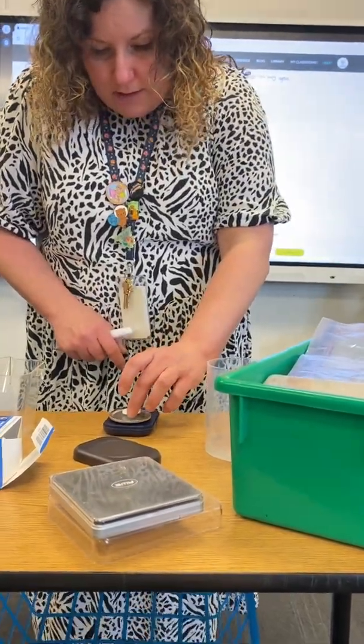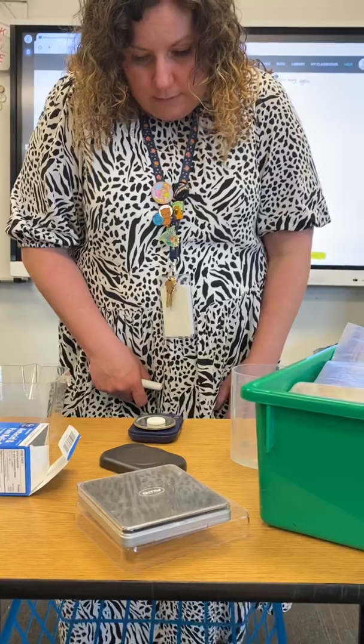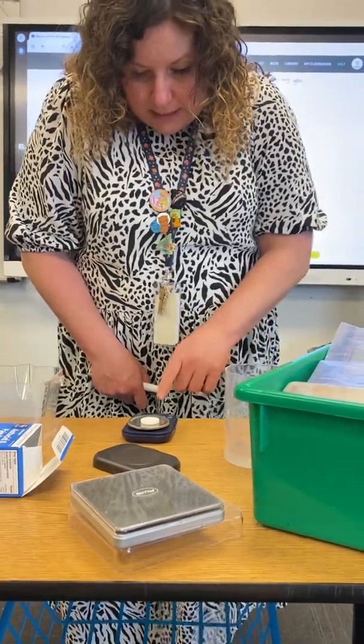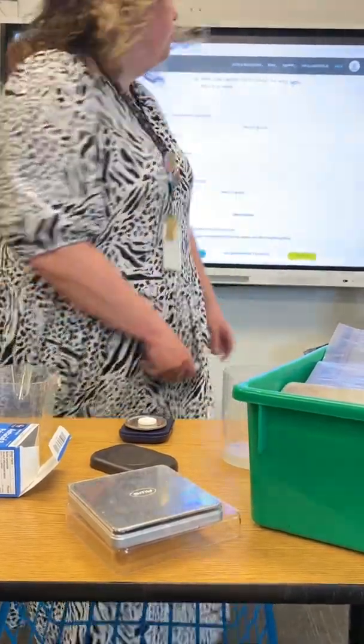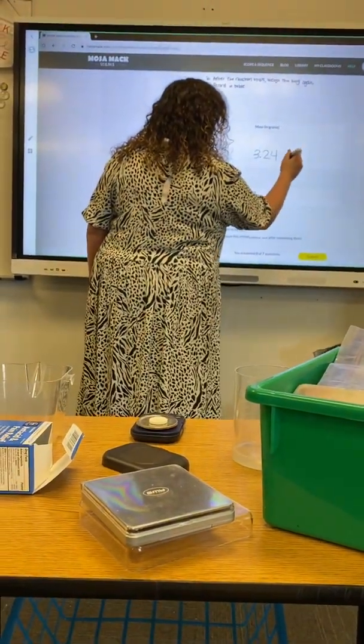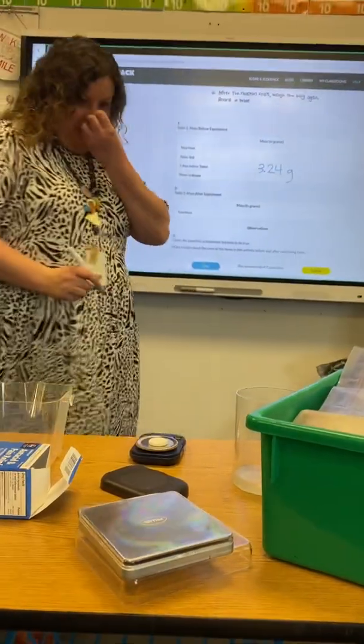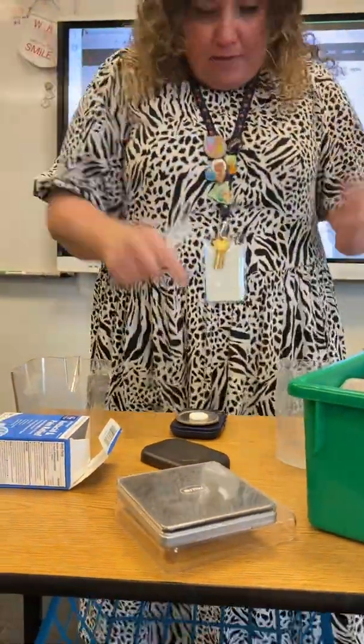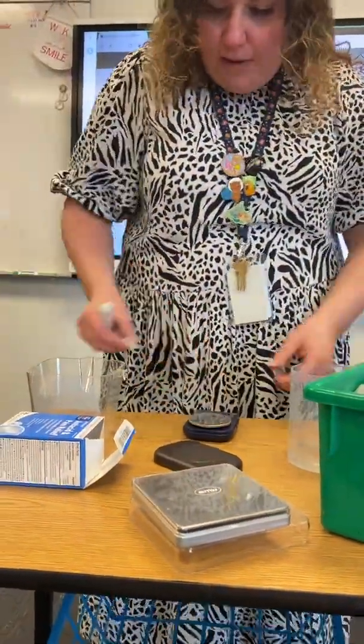So I'm gonna do the tablet first. The tablet, it says, weighs 3.24 grams. One tablet is 3.24 grams. Okay. And it stayed the same. Yay! That means it's probably a little bit more accurate. Okay, so let's do the next one.